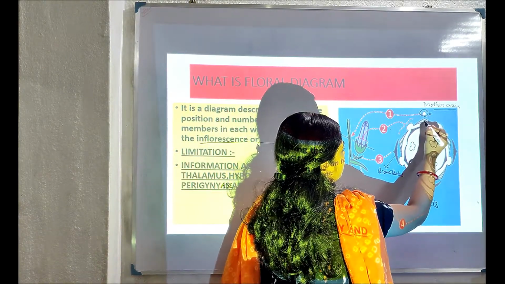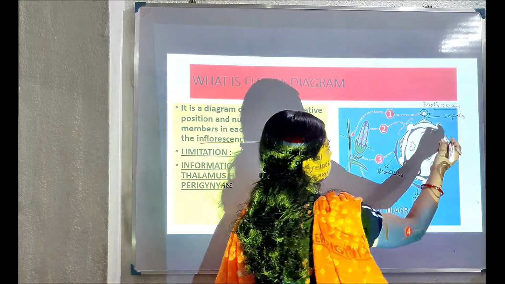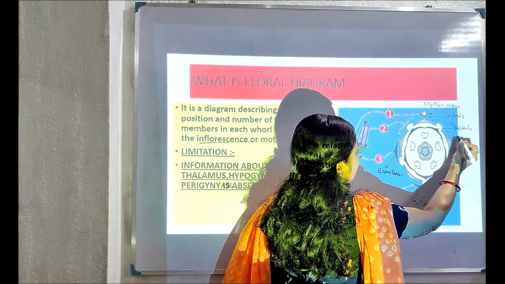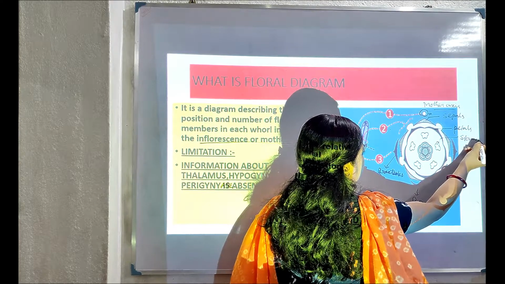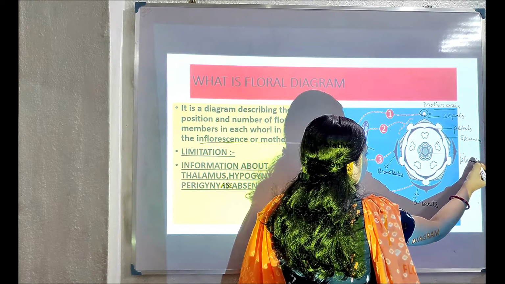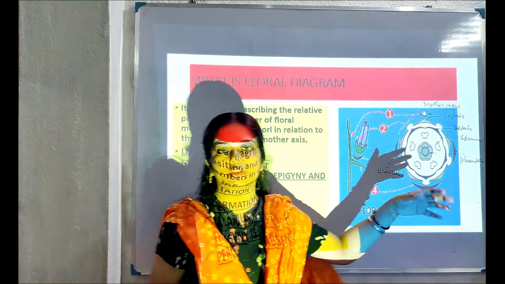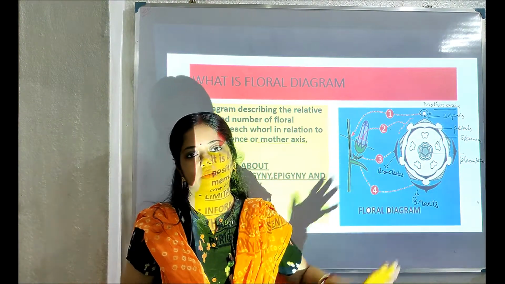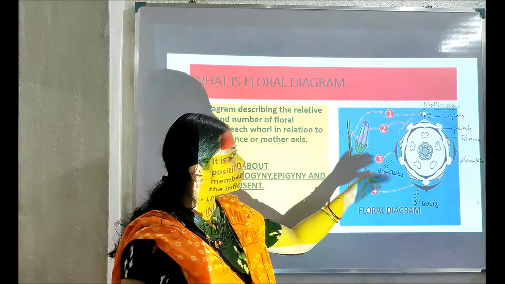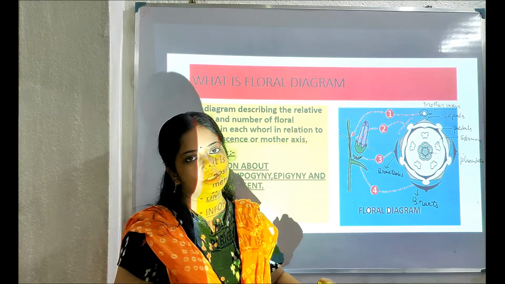Now this structure stands for the sepals, that means members of the calyx. This stands for petals and this stands for the stamens. And centrally it shows the placentation. So from placentation we can get the idea of the number of carpels present in the flower. And also we will know about how the ovules are arranged inside the ovary. So we get all the information about the flower if we follow the floral diagram.